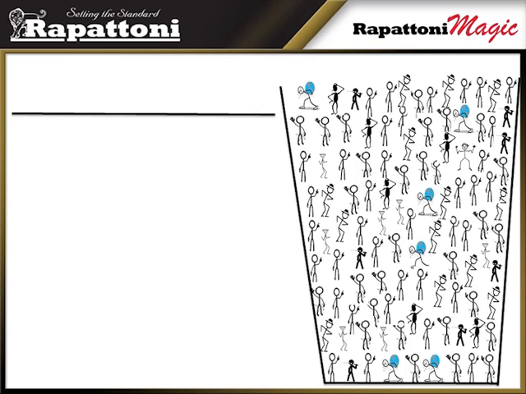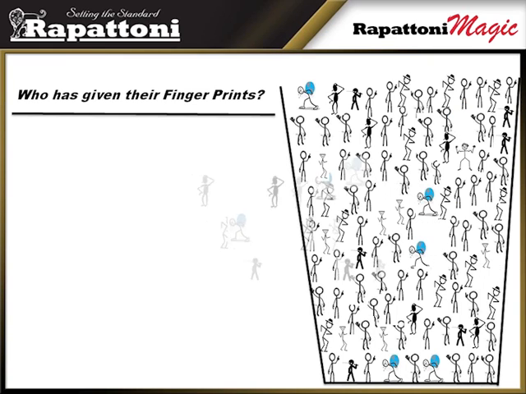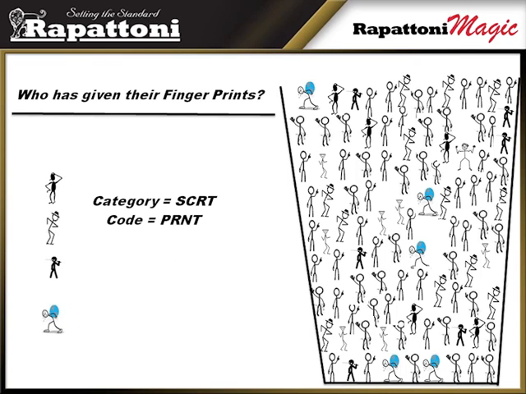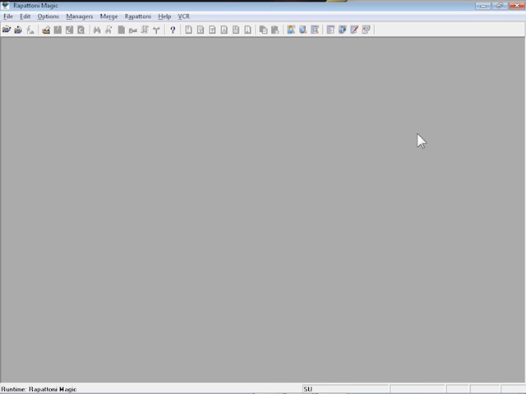So what we've done here is we've grabbed our illustration, and we're going to apply Diane's example to our illustration. The question would be, who has given their fingerprints to the association? So we would grab those people, and basically we'd create a category. In this case, we did SCRT for security, and then within that category, we created a code called PRNT for prints. Now let's take a look at how that would look in the Magic software.